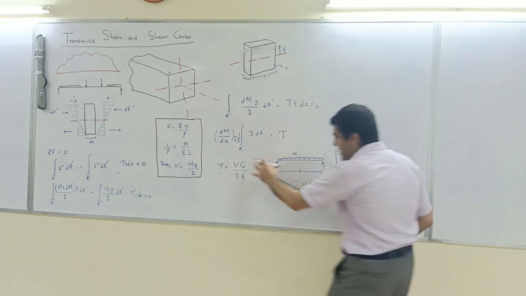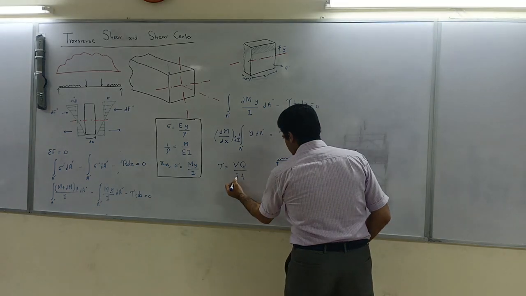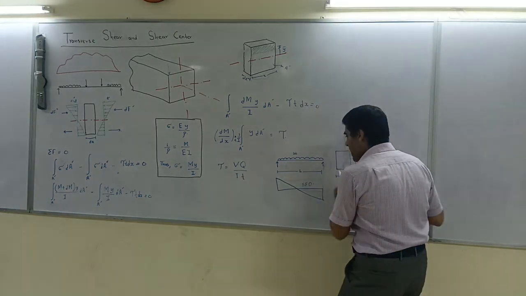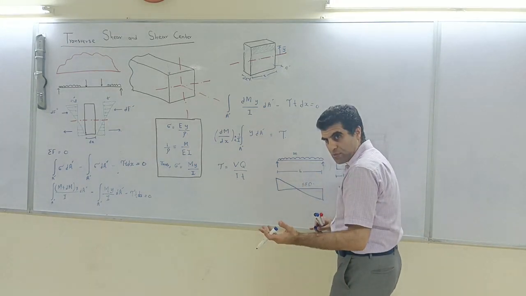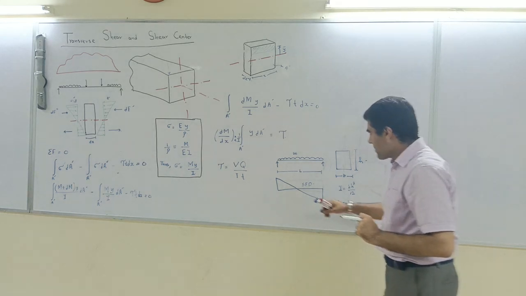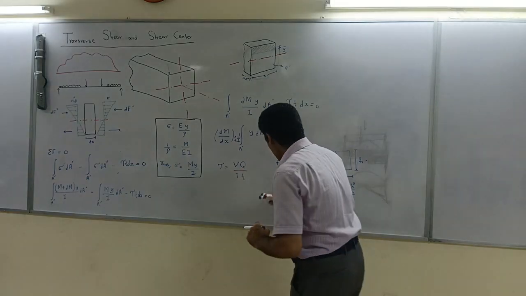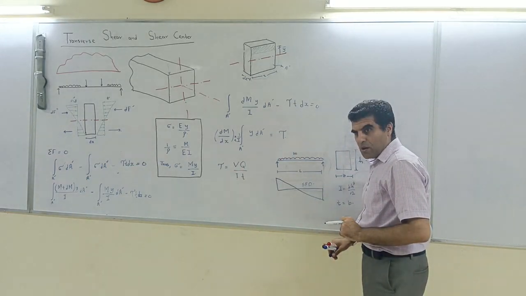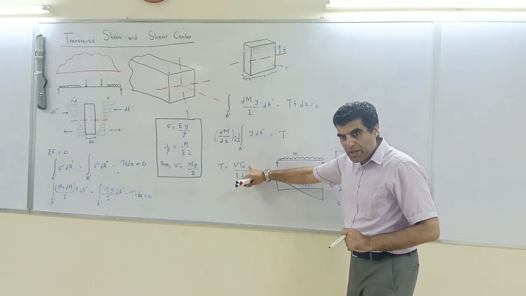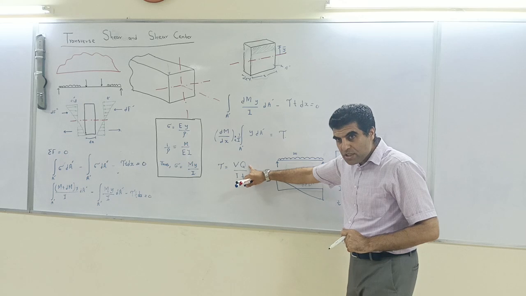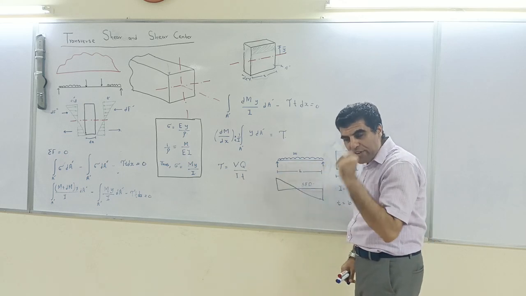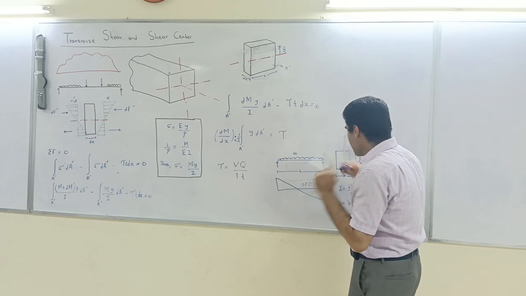So in this equation, my I is constant along the whole length. T, which is the width B, is constant along the whole length. Why? Because I am assuming that the whole length is having a rectangular cross section. And Q is constant along the length, but Q is varying at a cross section level.